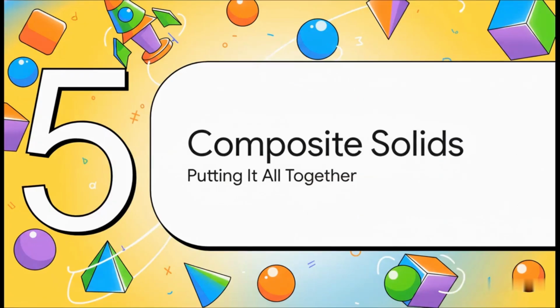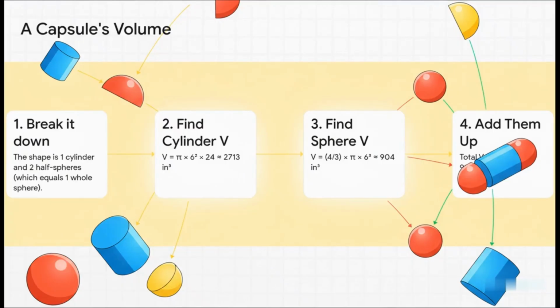Okay, now that we have our toolbox full of formulas, we can finally start tackling some more complex, real-world shapes. We call these composite solids, but really, they're just a bunch of our basic shapes all stuck together. Let's see how this works with something like a capsule. First, you just have to break it apart into its components. You can see it, right? There's a cylinder in the middle and then 2 half spheres on the ends, which of course just make one whole sphere. Next, you calculate the volume for each of those parts separately, and finally, you just add the 2 volumes together. See? It's like building with geometric Lego.